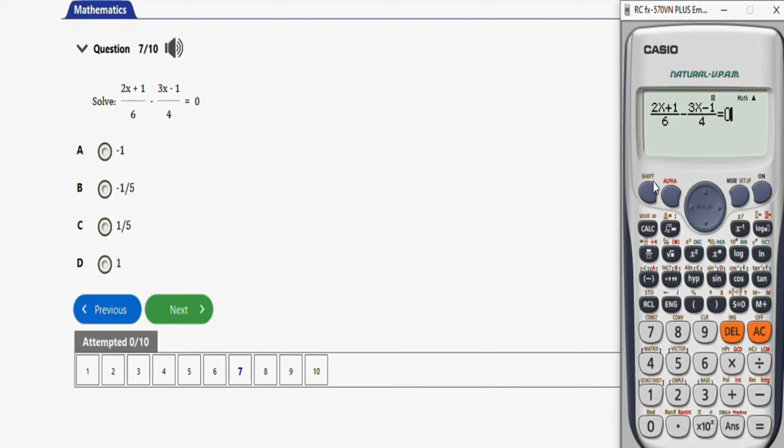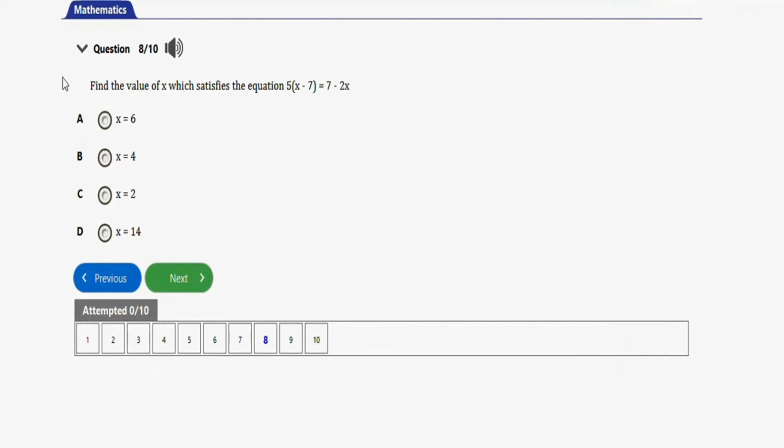To solve this now, press shift calc, assign x to be 0, and when you get here, press equal to. So the answer is 1, option D is the right answer. As simple as this, guys. So let's do the next question, which is this one. It says find the value of x which satisfies the equation. This one is also very, very simple.